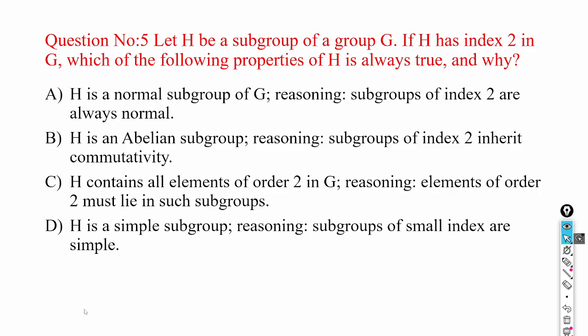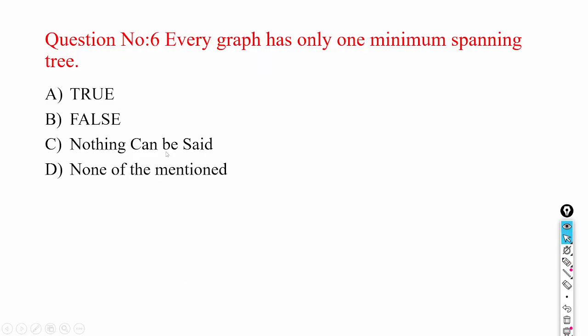Next question. Question number 6: Every graph has only one minimum spanning tree. Is it true? The options are true, false, nothing can be said, none of the mentioned.